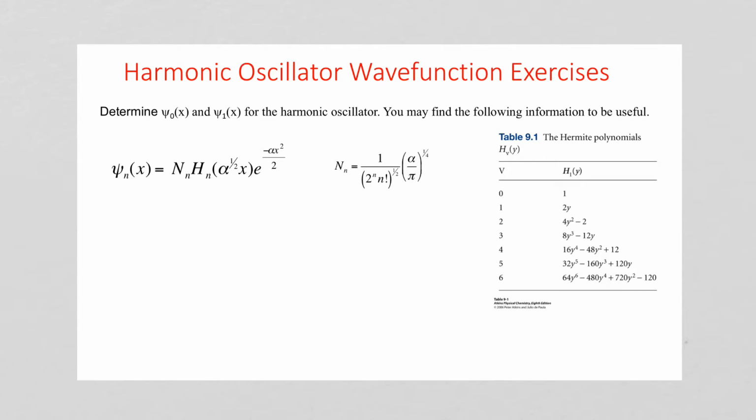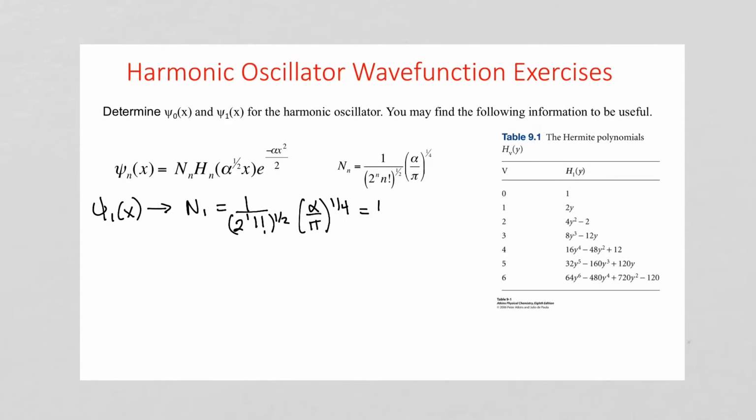Okay, so now we're going to go through that all again for psi 1. So this time we're doing n equals 1. All right, so we want our normalization constant for n equals 1. Plug that in there. Okay, so then when we evaluate that factorial part of our equation, we're going to end up with 1 over the square root of 2 times alpha over pi to the 1/4.